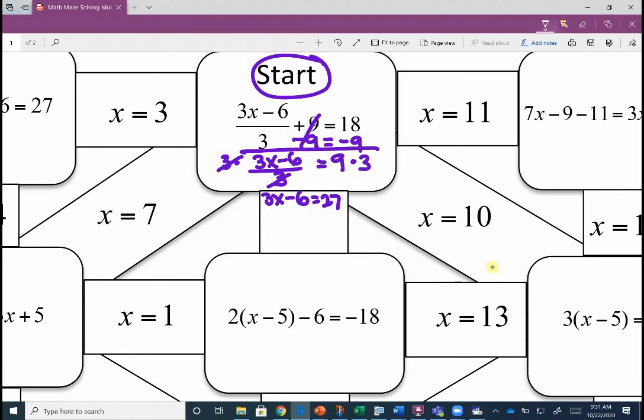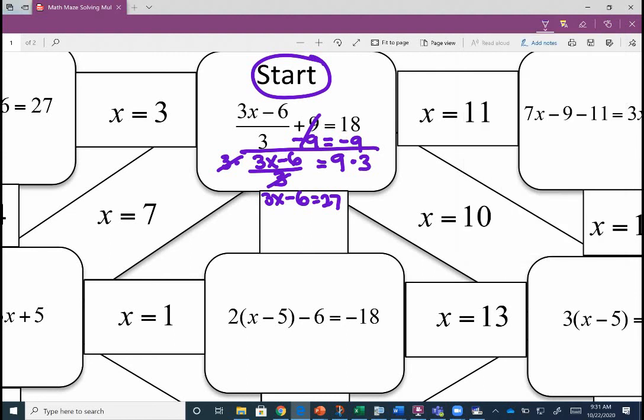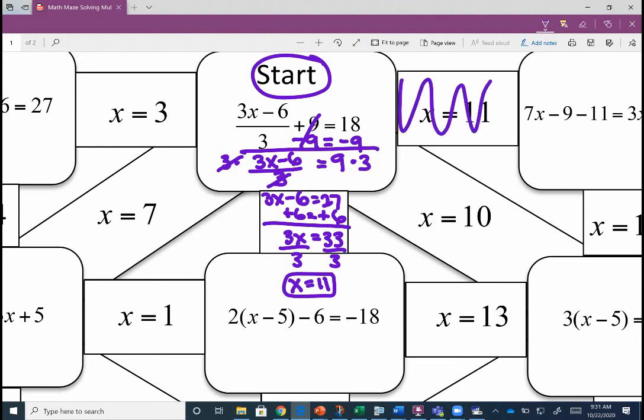All right, so now we have to undo our subtraction. So we're going to add 6 to both sides. 3x equals 33. Last step, divide by our 3. X equals 11. So I'm going to travel. If you want to shade in your path, or if you just want to draw an arrow, or if you just know you need to go to the next box, that's fine too.